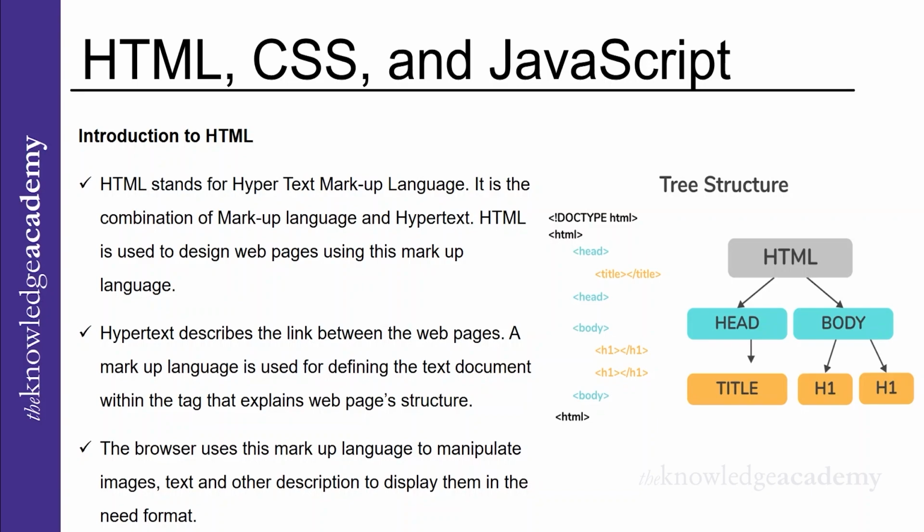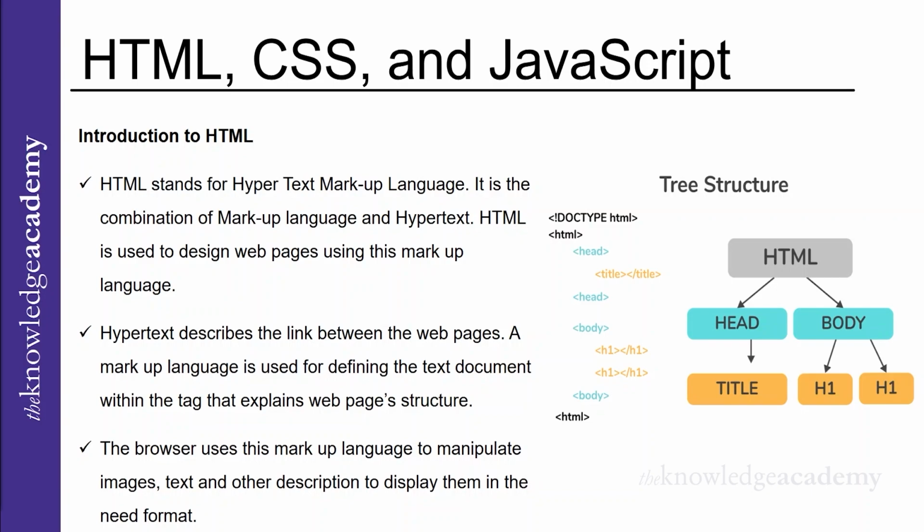So now you see HTML does two things. It has a link between web pages and it also designs the web page. You can create the structure of the web page using this language. You can define the text document within tags. I'll come to that. That explains the web page structure. The browser can use this markup language to manipulate images, text, graphics, or any other kind of description that needs to be displayed in the needed format.